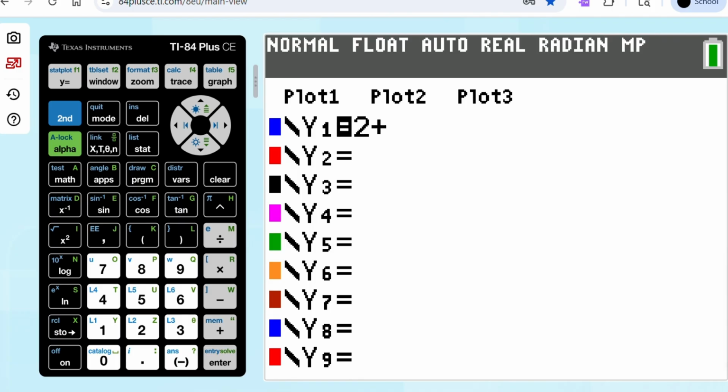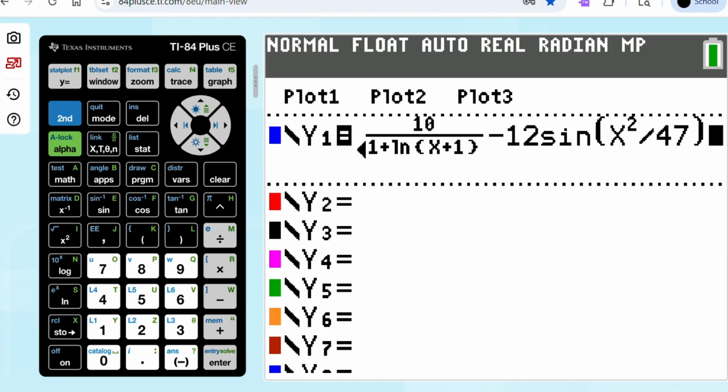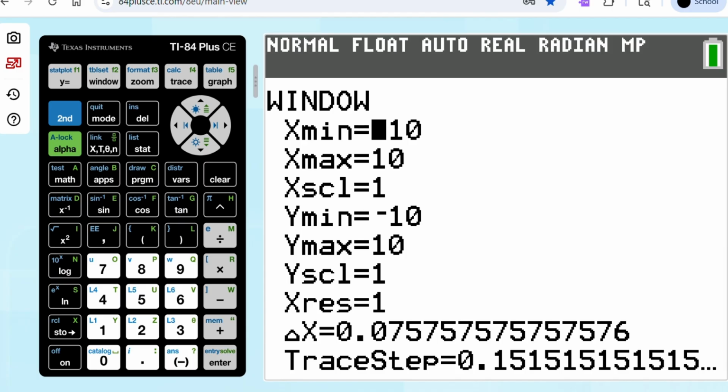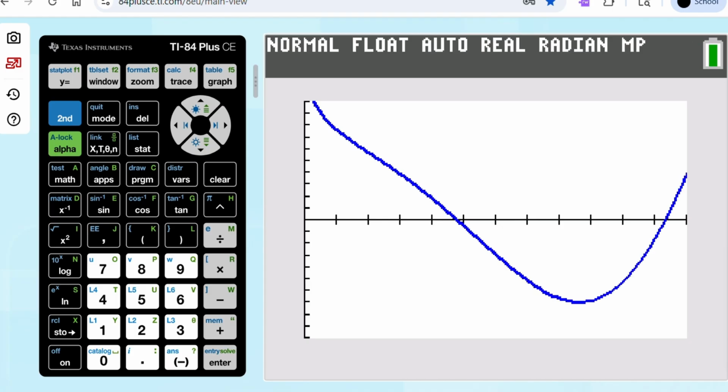So h of t was 2 plus this nice little fraction by hitting alpha x first, and then 10 over 1 plus the natural log of x plus 1, and then minus 12 times the sine of x squared over 47. And we're going to graph this, since this is on 0 to 12, we're going to hit window, and change the x minimum to 0 and our x maximum to 12. And then we'll graph and see that our derivative, h minus r, is positive for a while, until we get to this value at 4 point something, right?